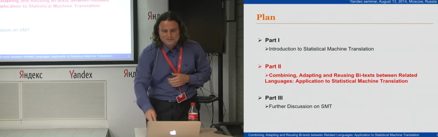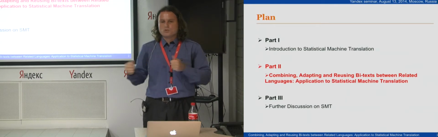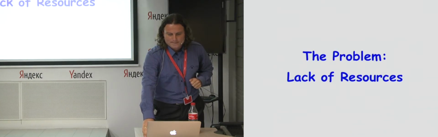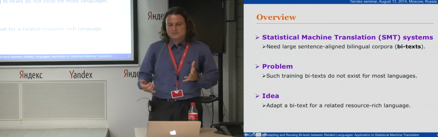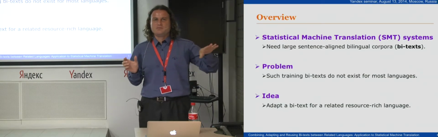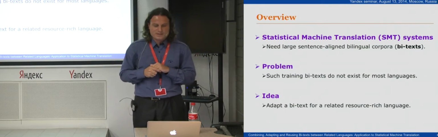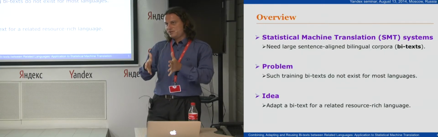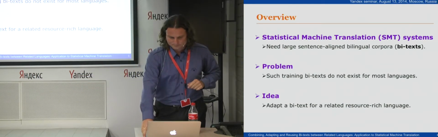Okay, so this is about the special case when you want to translate between closely related languages. As I have said, statistical machine translation systems need large bilingual resources. They need large translations, say, between English and Russian. And the thing is that you can find those for many language pairs, but for many you don't. The idea is to adapt resources for a resource-rich language to help machine translation for a resource-poor language. And I'll give you examples.